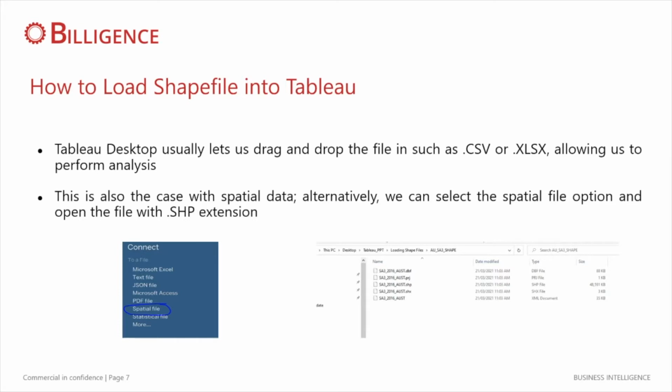Tableau lets us drag and drop files such as CSV and XLSX that allow us to perform analysis. Similarly, with shapefiles, you can also drag and drop the specific files. Alternatively, you can select the option on Tableau which says spatial file, and once you click on it, you'll be able to use it. And what does a shapefile contain? These are the 5 different elements a shapefile would contain, but what you should be looking for is a .shp extension. I'll demonstrate now how to do that.